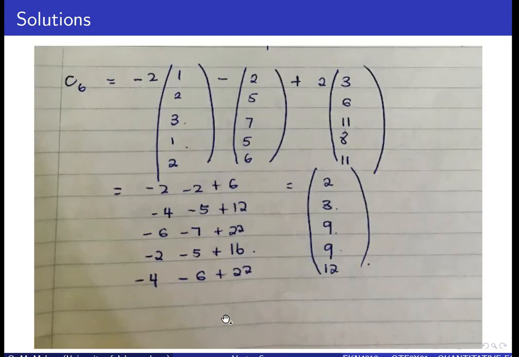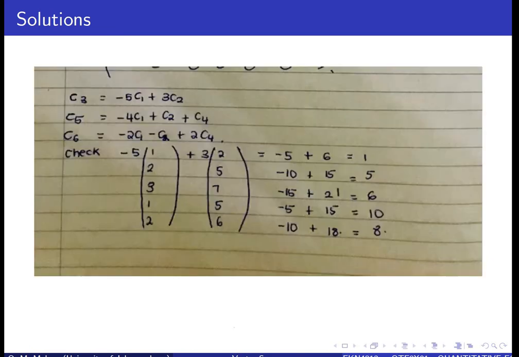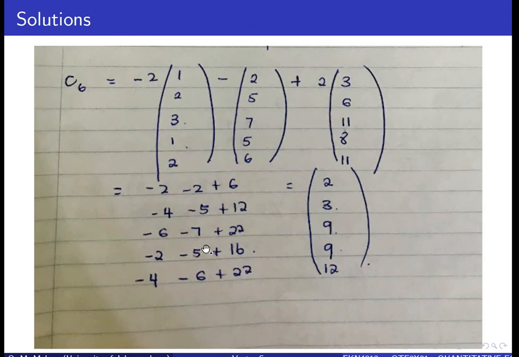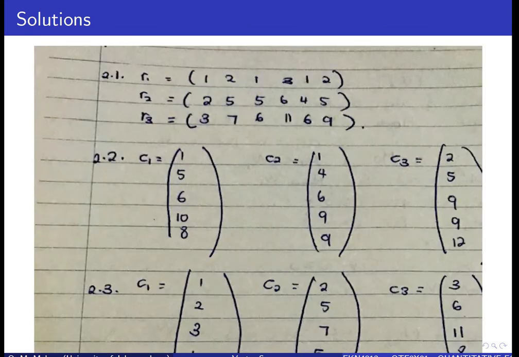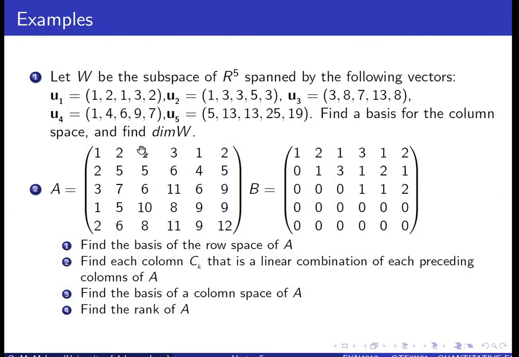Let's see. Here we are. C3 is negative 5C1 plus 3C2. I multiply it out. I get 1, 5, 6, 10, 8. 1, 5, 6, 10, 8 should be C3. It's C3.